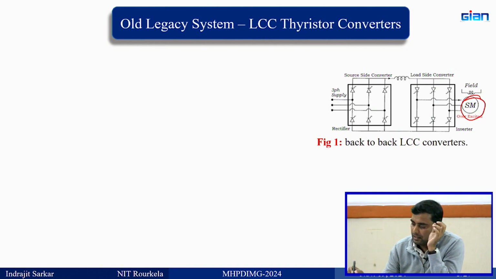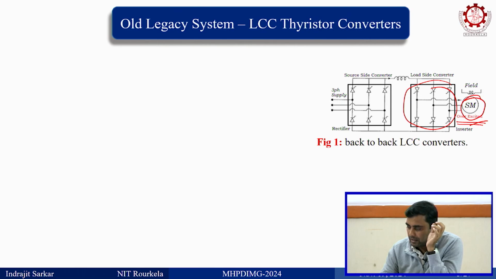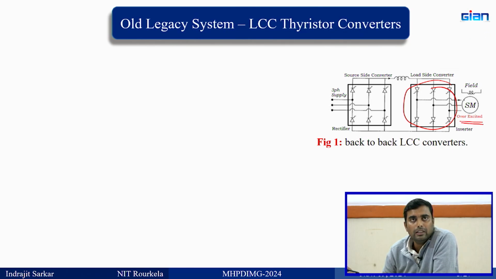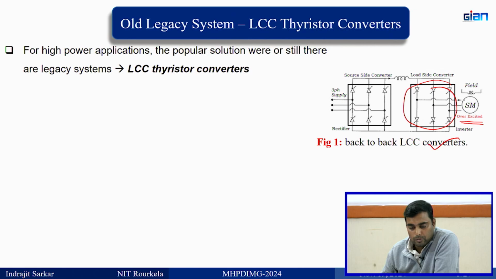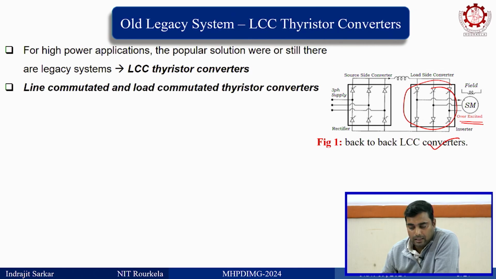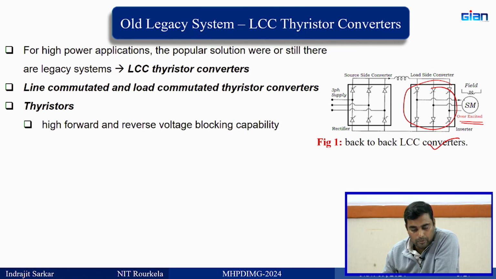And since it is a load commutated converter, we run it overexcited. So it is an overexcited synchronous motor. When you run it at leading power factor, the commutation of the thyristor becomes easier and feasible. That is why this was the only solution in older days for synchronous motor drives. So LCC thyristor converters, line commutated and load commutated, were very popular for high power applications.